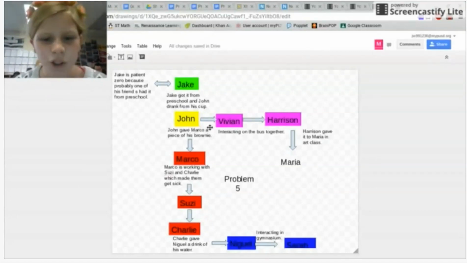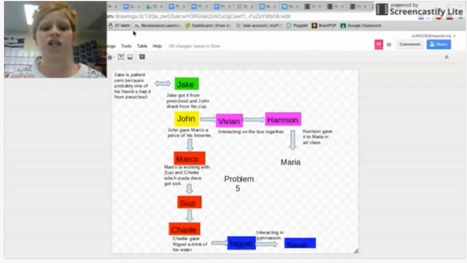But right here, John, Vivian, and Harrison, they were interacting on the bus, and then Harrison gave it to Maria in the art class. So Jake is my patient 0, but John spread it at school.